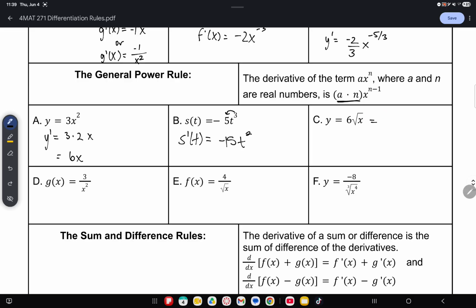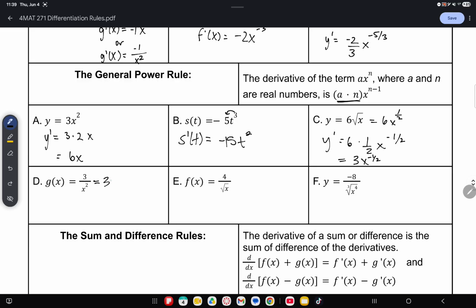Again, we can rewrite a radical as rational exponents. So 6x to the 1/2. So we do a derivative, we get 6 times 1/2, and then subtract 1 from the power. Then we can simplify. 6 times 1/2 is actually 3. So 3x to the negative 1/2. And we can turn it into a positive exponent if need be.